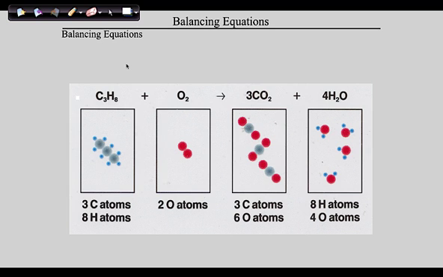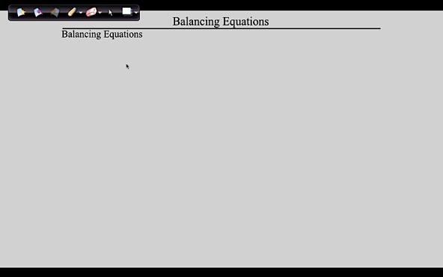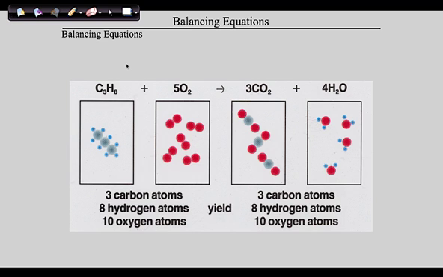Well, we've got 3 times 2, which is 6. 1, 2, 3, 4, 5, 6. We've got 4 times 1, which is 1, 2, 3, 4. 6 and 4 is 10. So what are we going to do over there? Put a 5, and now this balances. So 3 molecules of propane, 5 molecules of oxygen, 3 molecules of carbon dioxide, and 4 molecules of water. You get the idea? Okay.